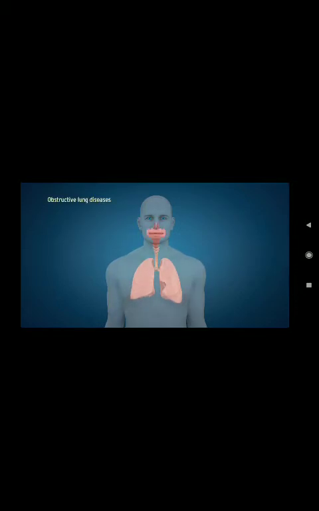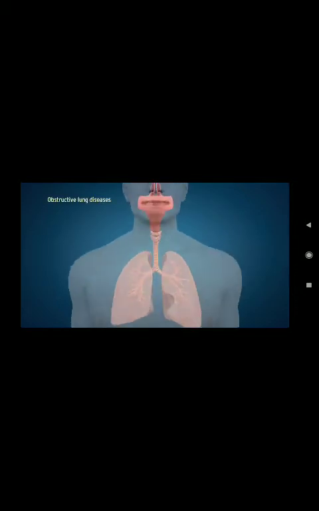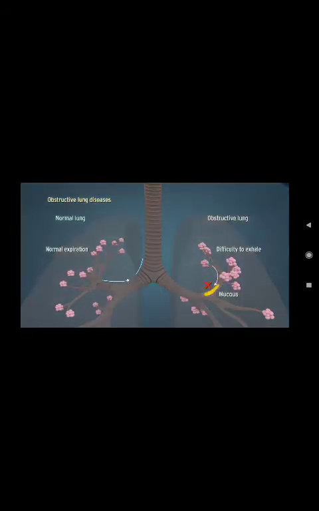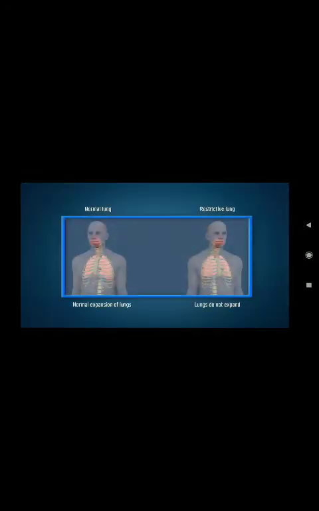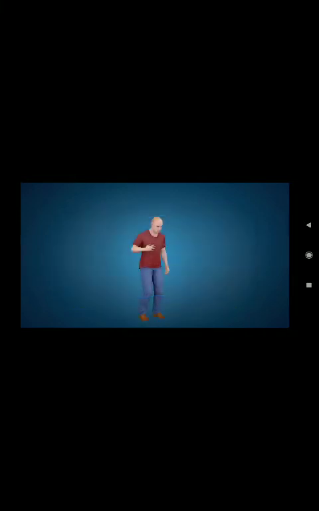Obstructive lung diseases are the respiratory disorders where the patients have difficulty to exhale all the air in the lungs. Patients suffering from restrictive lung diseases struggle to fully expand their lungs with air. In both the categories, the patients suffer from shortness of breath with exertion.